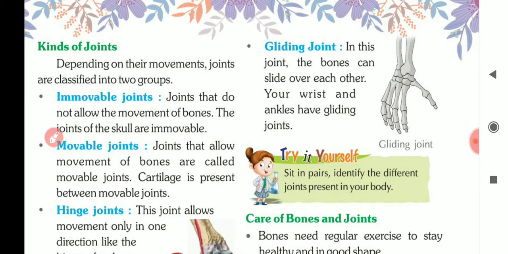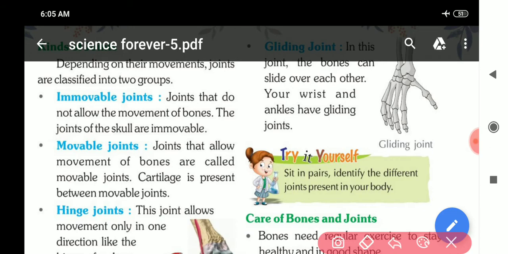As you know, we have started chapter 2, the skeletal system, and we have completed a few topics also. In the last session, we were doing kinds of joints and I explained immovable joints and movable joints. Now, we have to understand the different types of movable joints. First, what are movable joints? The joints that allow movement of bones are called movable joints. The joints that can move, they are movable joints.